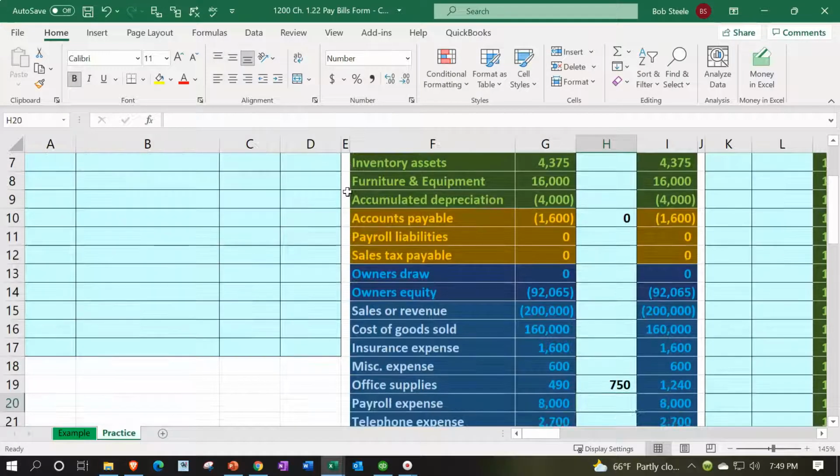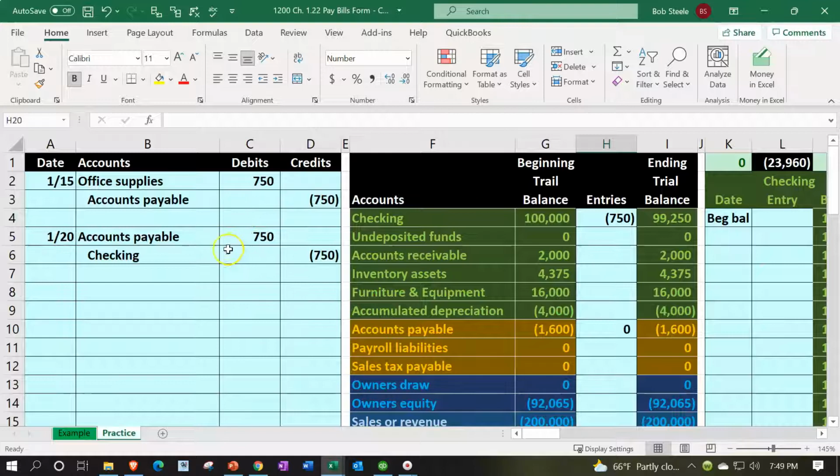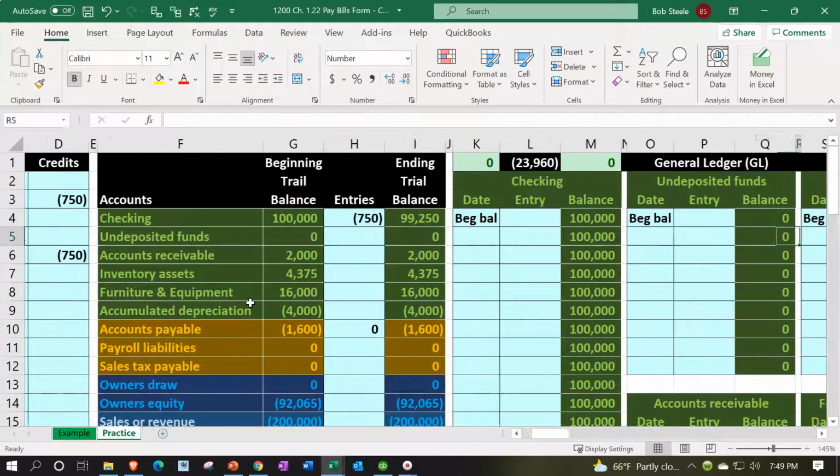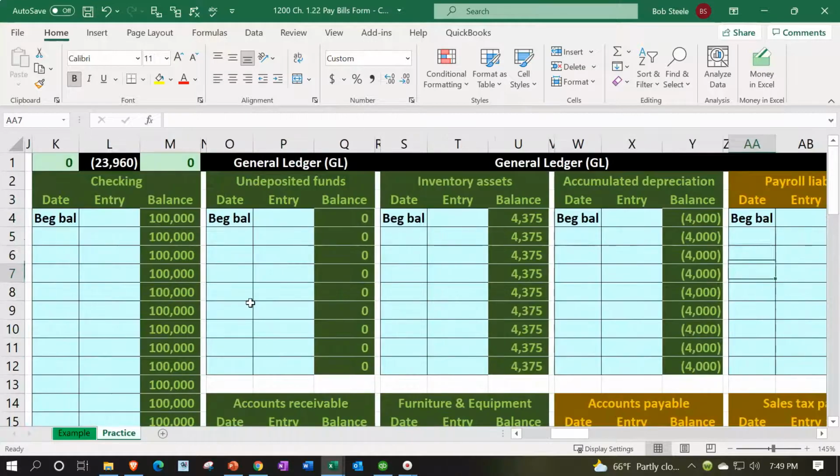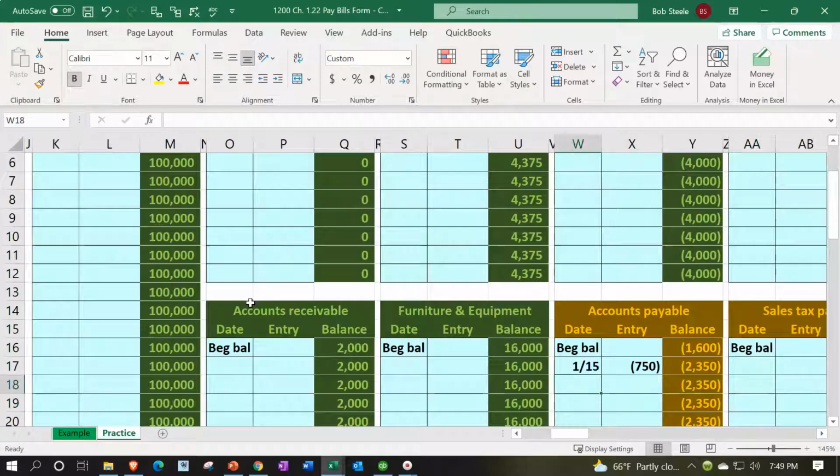So we're going to enter, then we're going to record this accounts payable to the general ledger, or this whole transaction to the general ledger. So let's go to find that accounts payable on the GL, which is going to be the first orange account. So there's the accounts payable. We said this happened on 1/20, I believe.